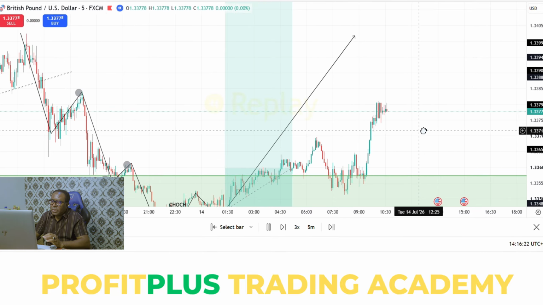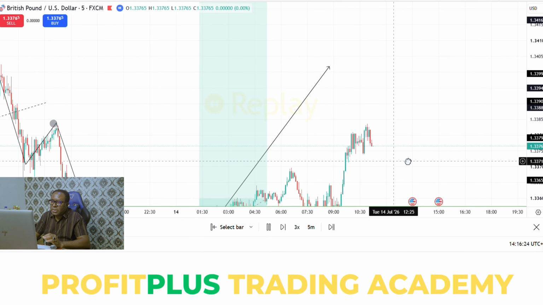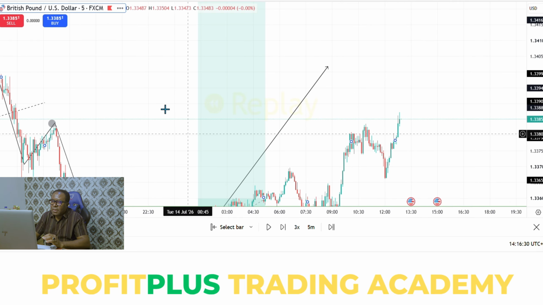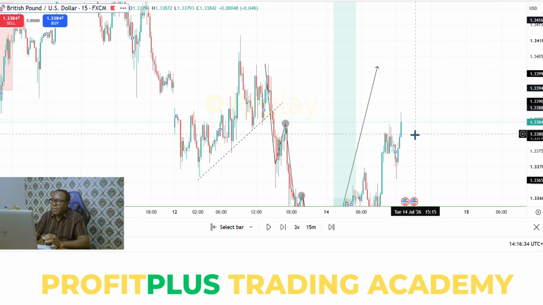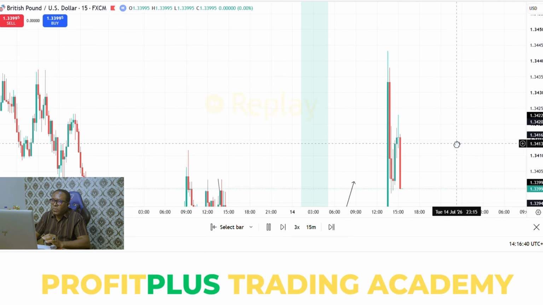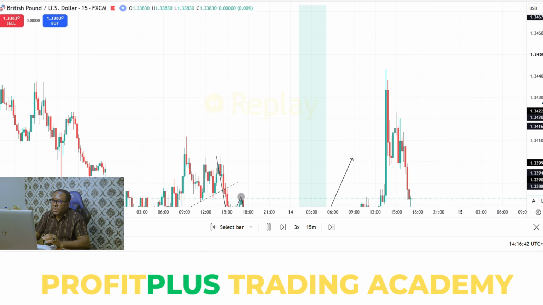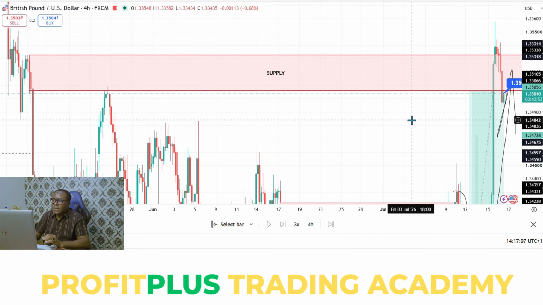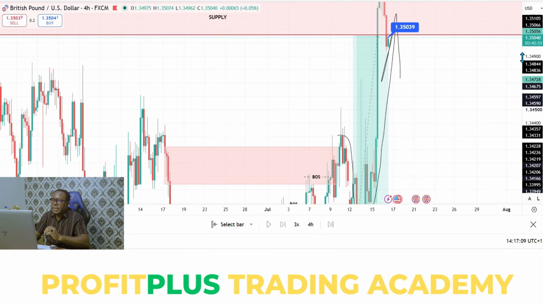Wow, the move has started. This is huge. Let me move it to 15 minutes time frame. Okay, the visibility is more here. You can see the move. It was huge, and then there's a correction. The 4 hour time frame, our target has been hit.